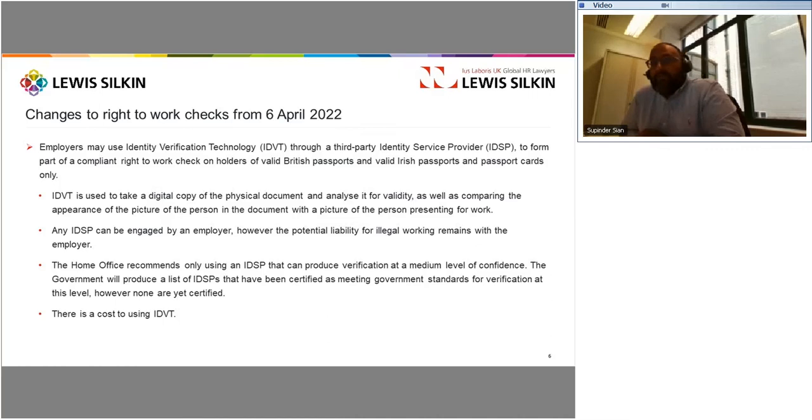So if it's a biometric residence permit, biometric residence card, or a Frontier worker permit, you can only undertake that right to work check online. If they have a valid endorsement in a valid passport, so they don't have that biometric card or document that can be read digitally, then a manual right to work check would still need to be followed in those instances.